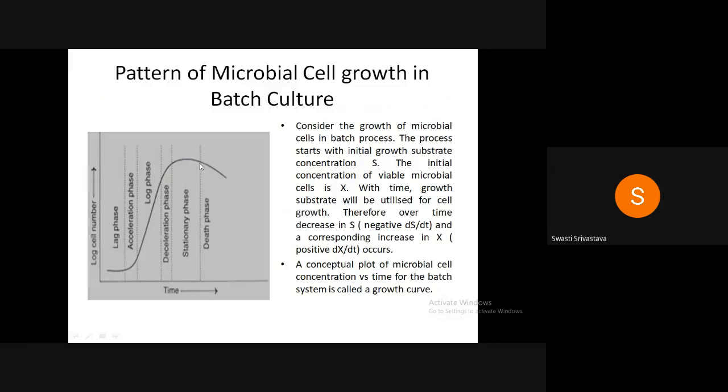After the stationary phase, the nutrient conditions have been depleted and the rise in toxin levels has occurred, and it will result in the killing of the microbes or in the reduction of the cell numbers. So this will be your death phase, or the decline phase, for the producer strain.